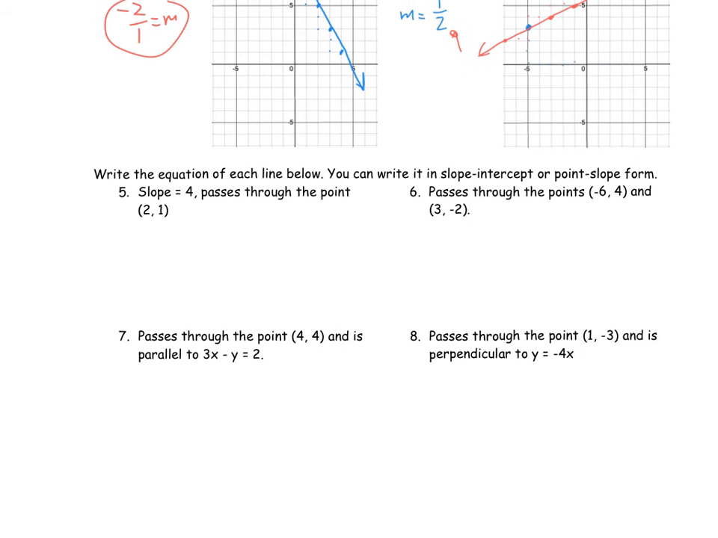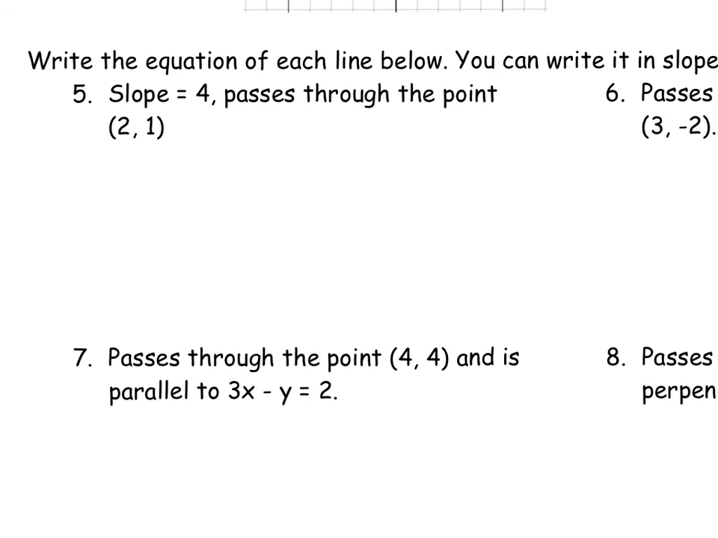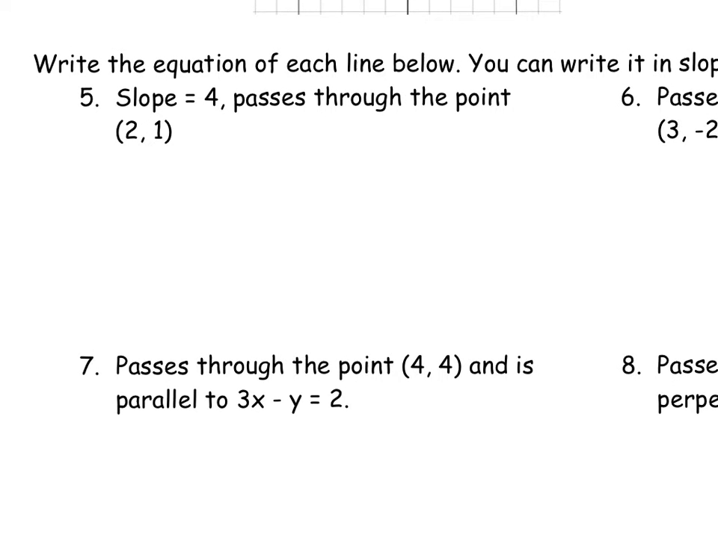For these next two, it says write the equation of each line below. You can write it in slope-intercept form or point-slope form. So I'll do each, so you kind of see how they work, and then you kind of choose whichever one you want. So the first one, we could put it in slope-intercept form right away, or you could also put it in point slope form. y minus y sub 1 equals m times x minus x sub 1. Okay?